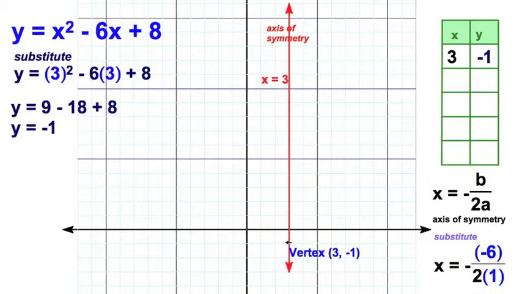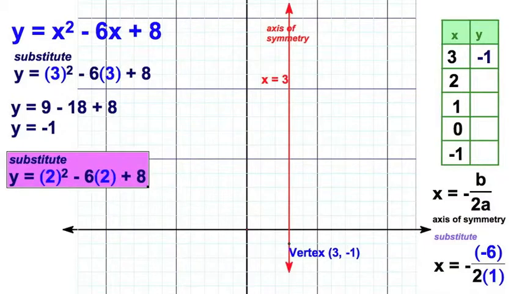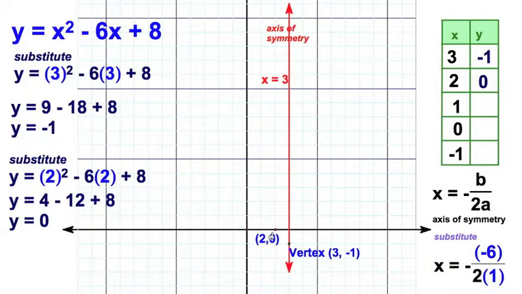Now there's an easier way to do it, but we're just going to count. I'm going to pick x values 1 unit to the left or right, one side of the axis of symmetry. I'm going left, and you'll see why in a minute. I'm going to look for values where x is 2, then 1, then 0, and then negative 1. So let's try x equals 2. I substitute there. It looks like 4 minus 12 plus 8. And that indeed comes out to be 0 right there.